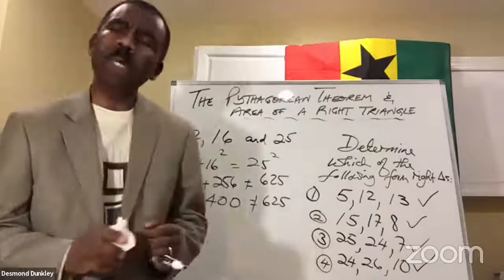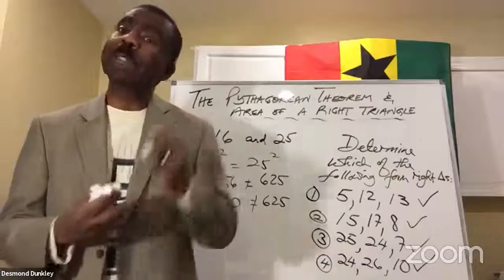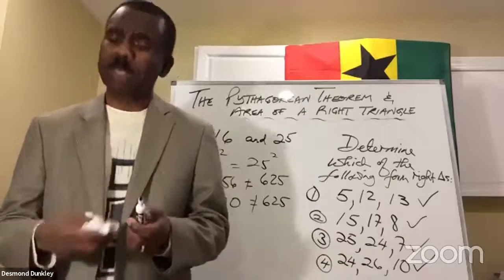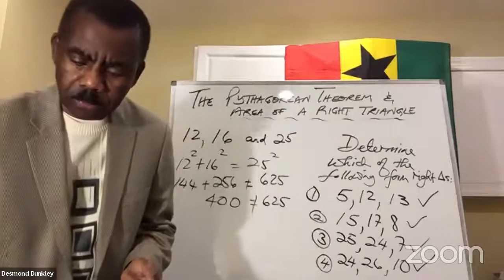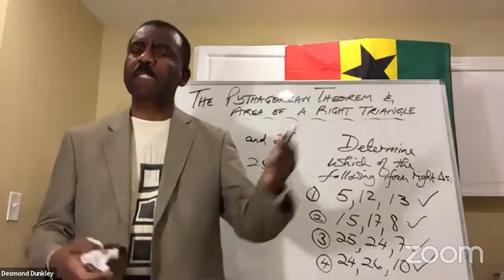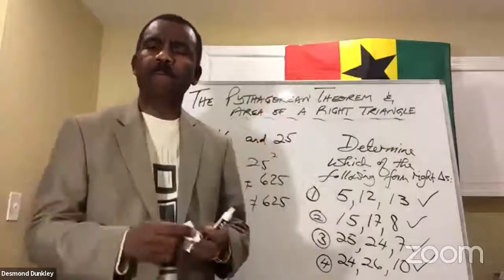So what I'm going to do now is list the common Pythagorean triples. There are about 5. I'm going to list the first 5, and then we'll leave it right there.